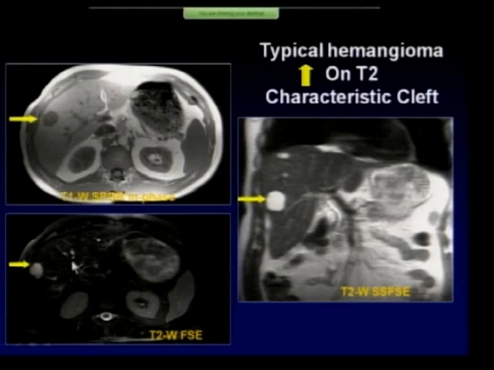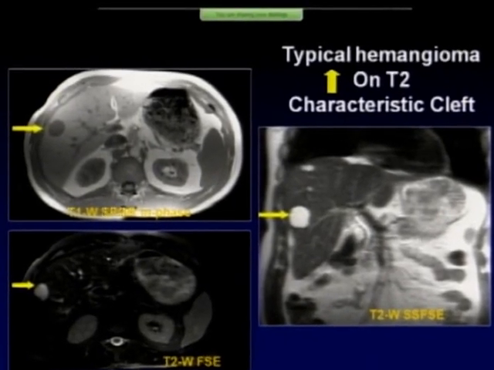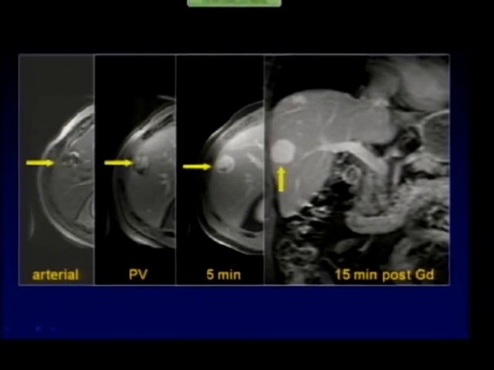Well circumscribed lesion. There is some discussion about a characteristic cleft; if these characteristic clefts are seen, they facilitate the confident diagnosis of a hemangioma. Again, on arterial phase, you can see peripheral nodular incomplete progressive filling in, and if you wait long enough, the lesion inevitably completely fills in.